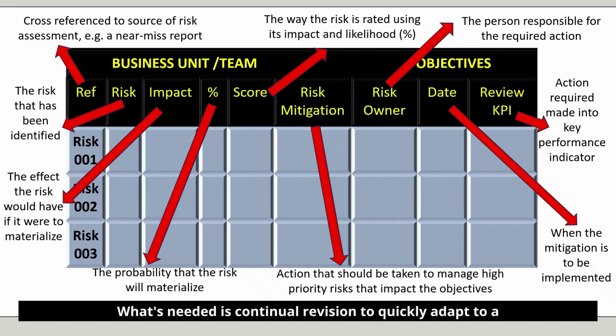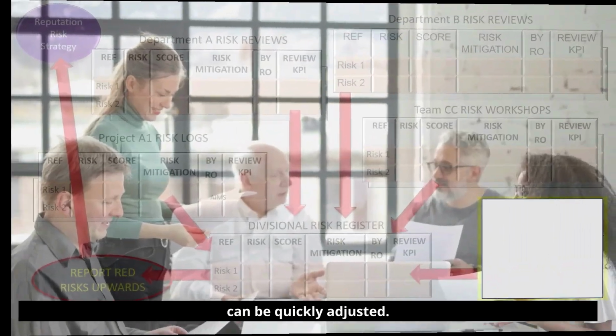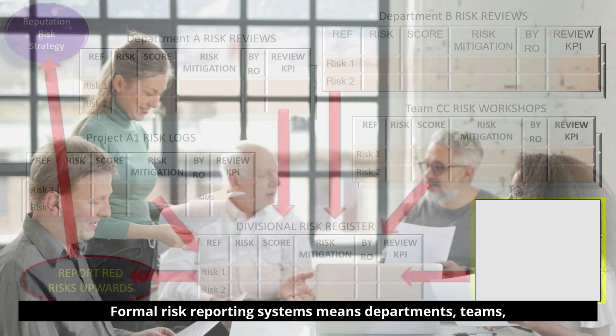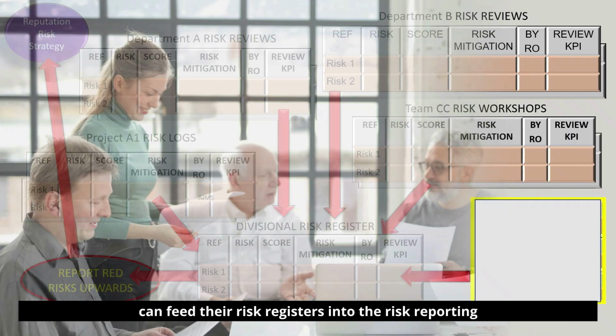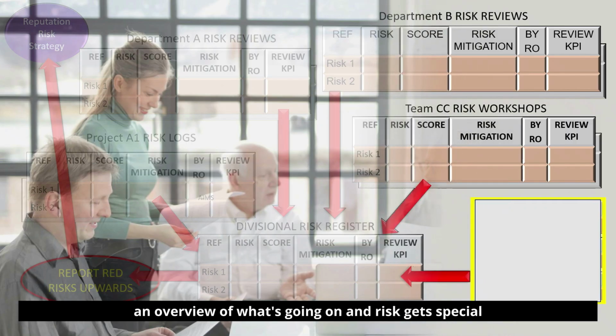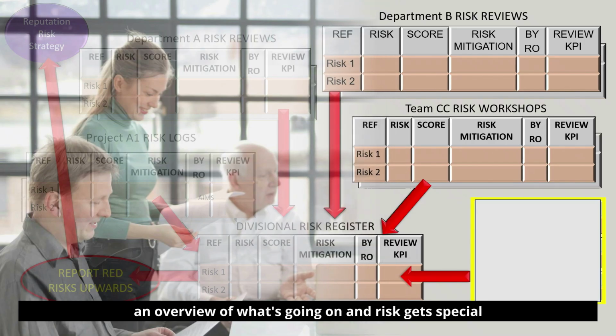What's needed is continual revision to quickly adapt to a fast-moving landscape, fed by things such as team meetings, detective controls, lessons learnt, swings in market expectations and complaints, performance issues, alerts and worrying trends spotted by AI systems. In this way, dynamic risk registers underpin good decision-making, while policies and procedures can be quickly adjusted. Formal risk reporting systems mean departments, teams, projects, specialists and associates can feed their risk registers into the risk reporting system, so people at the top get an overview of what's going on and red risks get special attention.